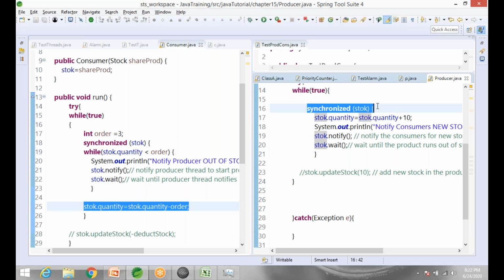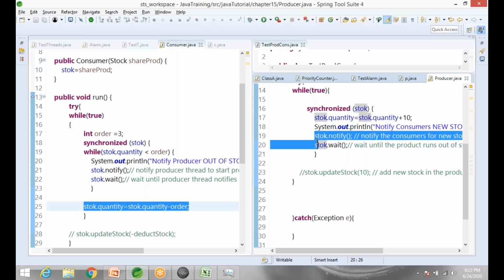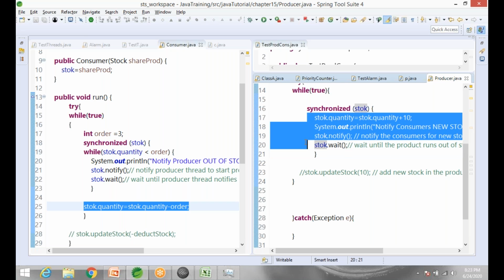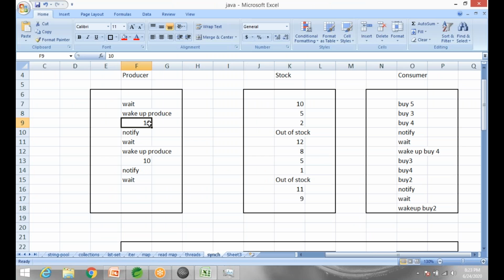So in the producer synchronized block, I'm adding 10 quantity, I'm notifying and waiting. This is what it does infinitely. Produce 10, notify, wait. Wait until someone else notifies you. Produce, notify, wait. That's all it does. It will keep waiting until the other person notifies.